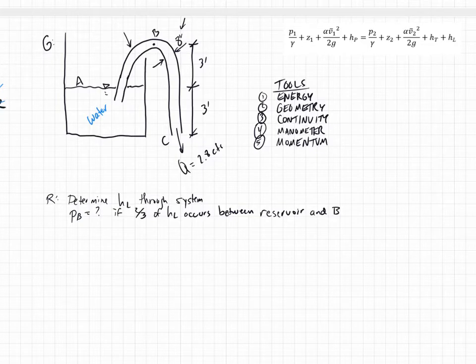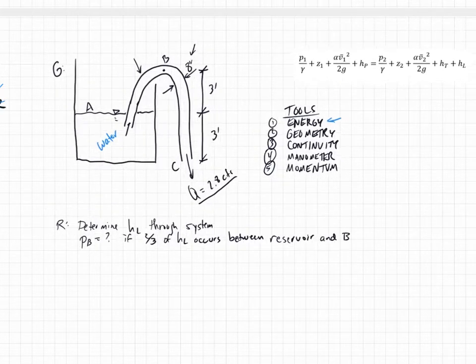All right, so anyway, in this case, we're siphoning water from this tank, and it's flowing through this 8-inch pipe all the way to B and then out through C. Okay, and it's flowing at a flow rate, Q, of 2.8 cubic feet per second. Remember, that's what the CFS stands for. And again, we've got some tools here that are going for us. We've got energy, geometry, continuity, manometer, momentum. Okay, so we want to determine the head loss through the system. So right there, when you see head loss through the system, we're thinking energy. Okay, so that's going to be our master, right?